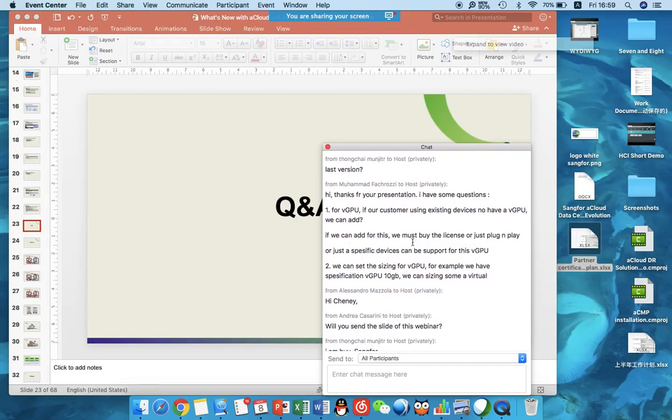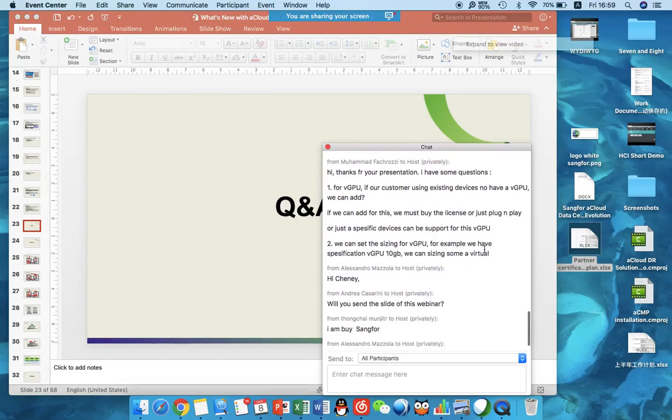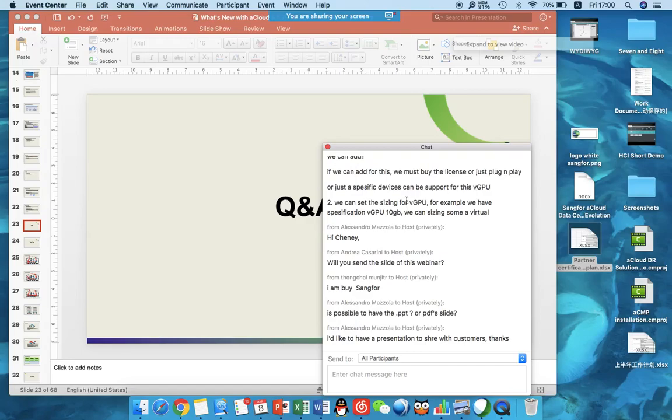If we can add this, must we buy a license or a plugin? No, for GPU pass-through, the customer doesn't need to buy anything. There's no license from NVIDIA. Okay, they can use this GPU pass-through right away.